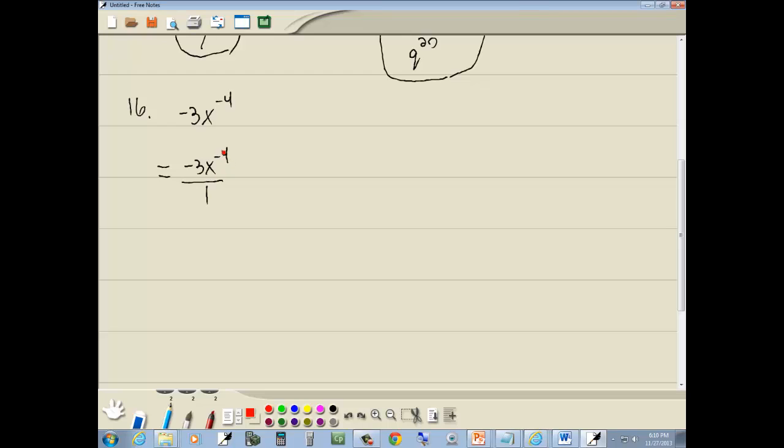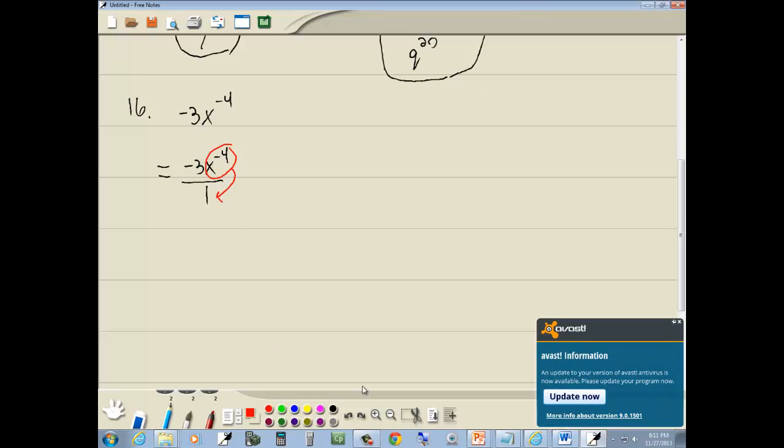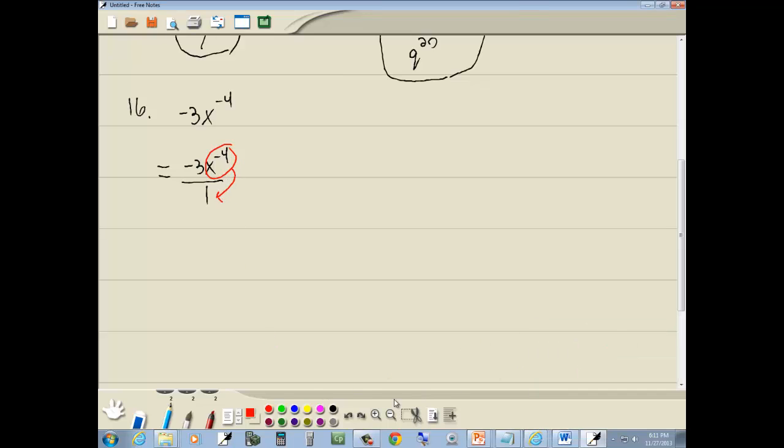Now how we get rid of a negative exponent is we take it opposite where it's at. So we're going to take this x to the negative 4, and we're going to take it down to our denominator. Well, negative 3 remains up on top. When I take the x to the negative 4 down below, it becomes x to the positive 4. So whenever you move anything opposite of where it's at in a fraction, the sign of the exponent changes. Now, the negative number doesn't bother us. We just don't want negative exponents. So that's our answer.